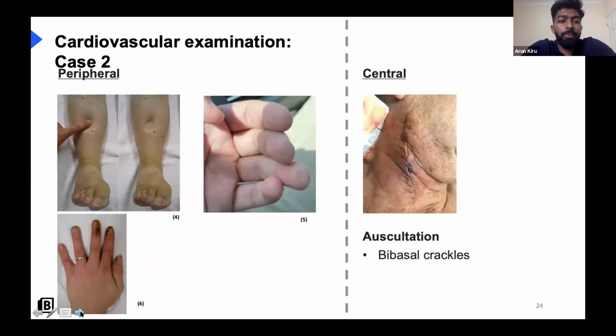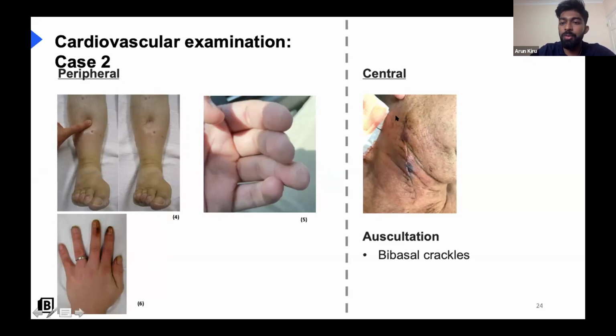These are the findings. Peripherally, we've got some tar staining here, one of the vascular risk factors. We've got these small dots on the fingers, which are really difficult to see, but if you know you're looking for them, then that's great. And these are finger prick marks from years and years of checking your blood glucose levels. We've got pitting edema going up to the knee, probably in this case.